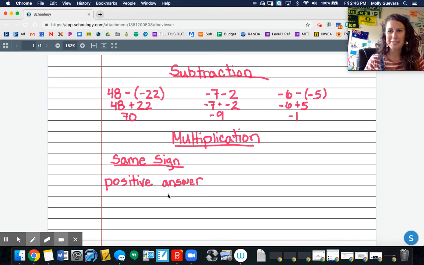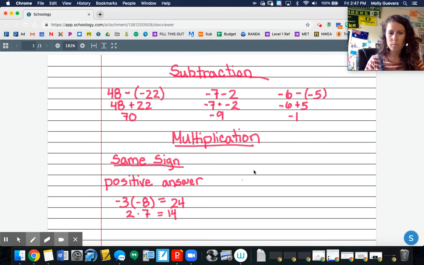Okay, so if I have like -3 times -8, a negative times a negative is a positive. 3 times 8 is 24, so I'm going to get positive 24. Same thing if I multiply two positive numbers together, like 2 times 7, a positive times a positive is a positive. So I'm going to get 14.